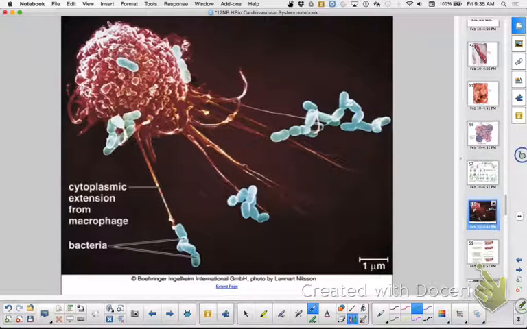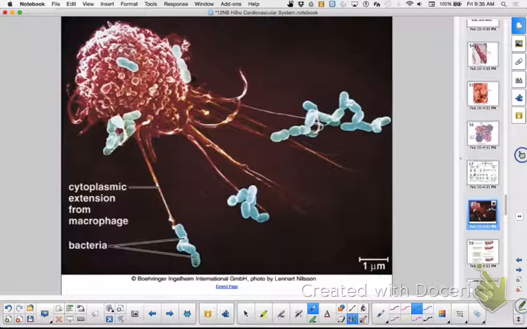Others produce antibodies. And others do cell-to-cell combat. Our white blood cells protect us from foreign invaders, okay? As well as our own cells that go rogue. Okay, and we'll talk about that process again when we talk about the immune system.